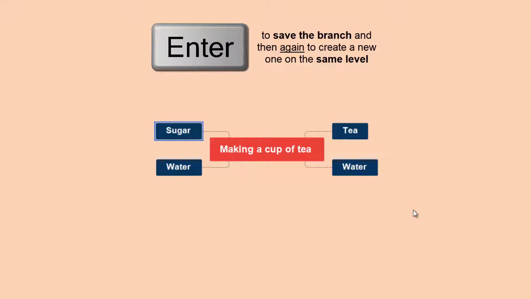Now I've just spotted that I've accidentally put in water twice, but I'm actually going to leave it there for now so that when we come to structuring and reorganizing the map later, you can see how this kind of interface is really good at helping you pick up mistakes and duplications.